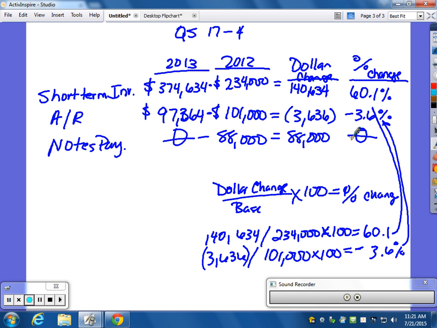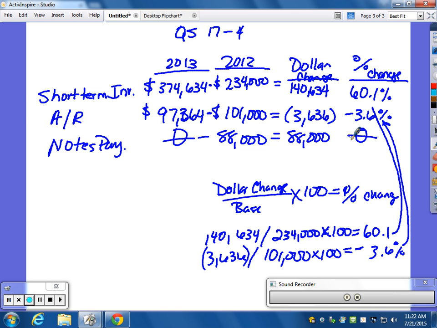2012, what was your base? It's 2012. 2012 was your base, right? And so when you divide your dollar change by your base, you're going to get what? That's why I said to the base 88,000. 88,000 divided by 88,000 is what? One. You can't do that. There's no common size percent change with that, even if you multiply it by 100.